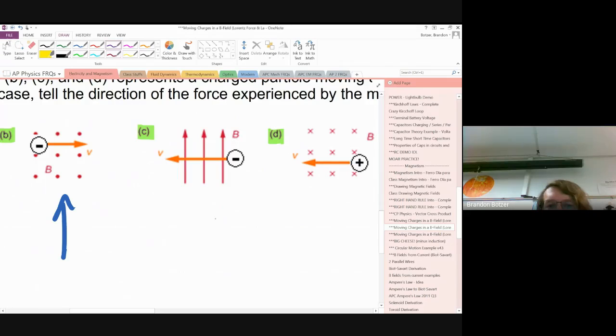So I'm going to redraw this one. There's V. There's B. What's the angle between them? Numerically? 90, which is very nice for us because that means the sine of that cross product will be 1, so we could ignore it.